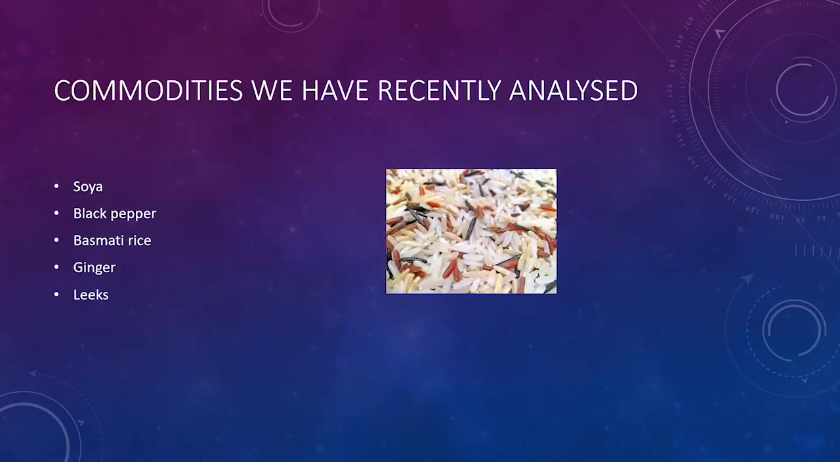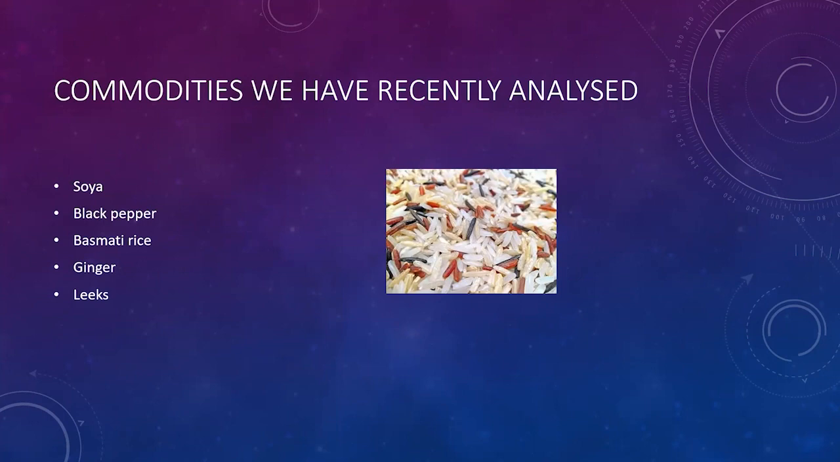So, commodities we have recently analyzed: soya. We're working on black pepper right now. We published in a basmati rice paper in Food Chemistry a year and a half ago. We're working on ginger because it's one of the most difficult ones to separate out amongst countries, at least dried ginger. Fresh ginger is easy.